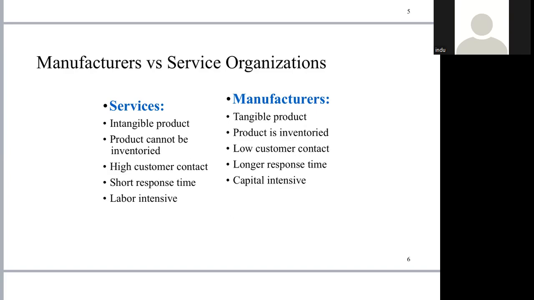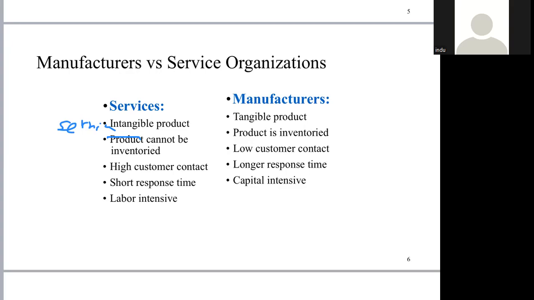Because we know services are intangible, it is a service given by a person to another person on demand. And products can be inventoried, but services cannot be inventoried. Service cannot be stored, because service has perishability, right? Services have perishability, they can't be stored, right?